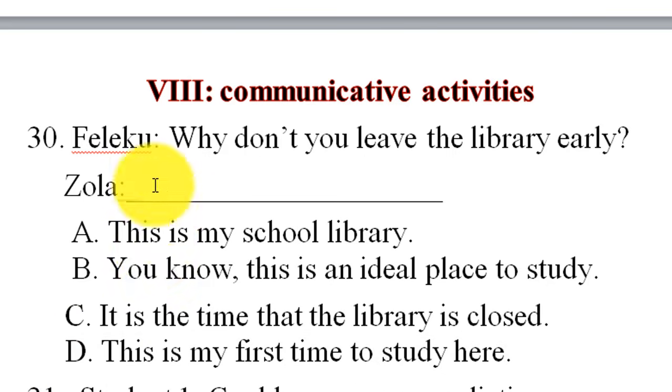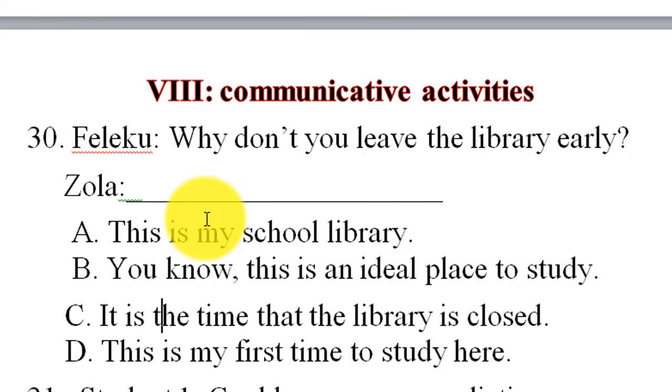Now the communicative question. Sometimes the expressions can be very difficult for us. For example, "Why don't you leave the library early?" If someone may ask you in this way, this is my school library. Is it really an appropriate expression if someone may ask you a question here? No. You know, this is an ideal place to study.